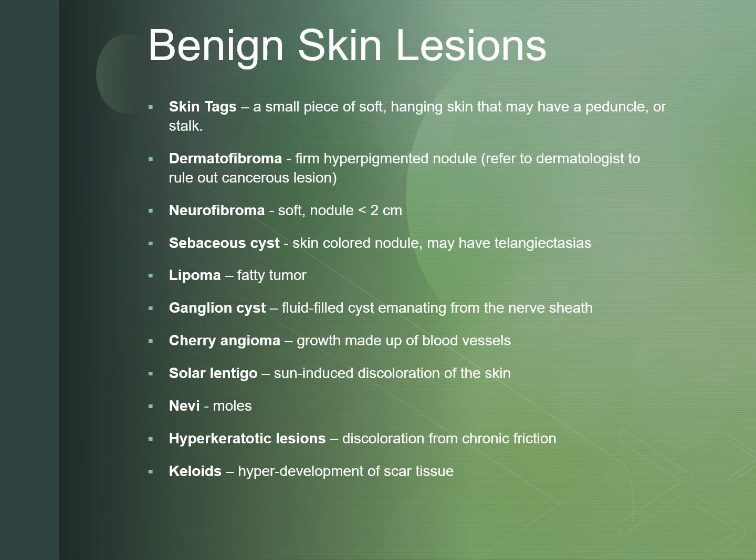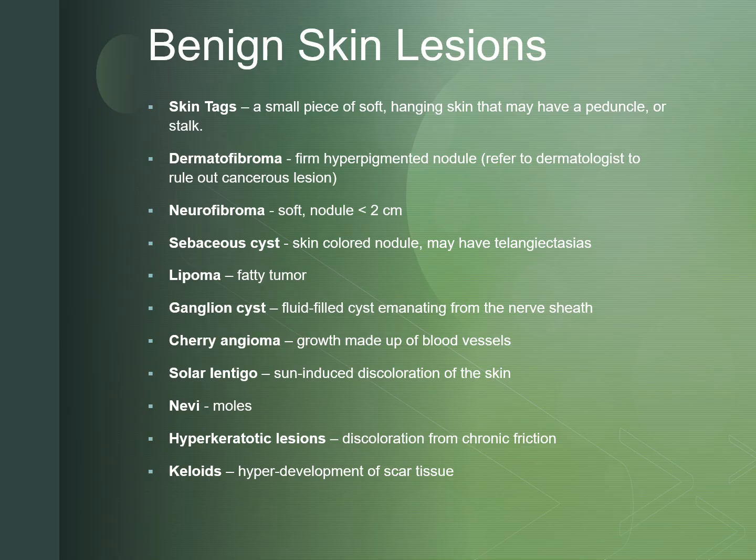Solar lentigo, these are sun-induced dark spots, often called age spots. They're found in sun-exposed areas. But again, important to differentiate between malignant lesions, which we'll talk about soon. And then nevi, these are moles. Again, very common, but we're doing our ABCDE assessment for melanoma risk when it comes to these.